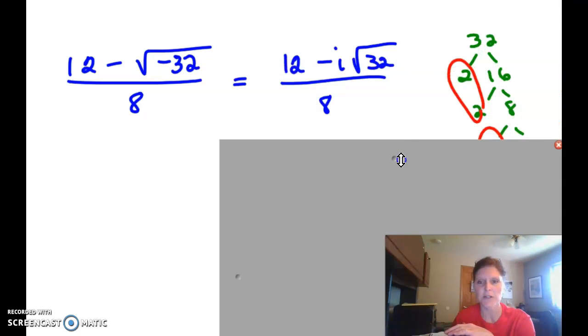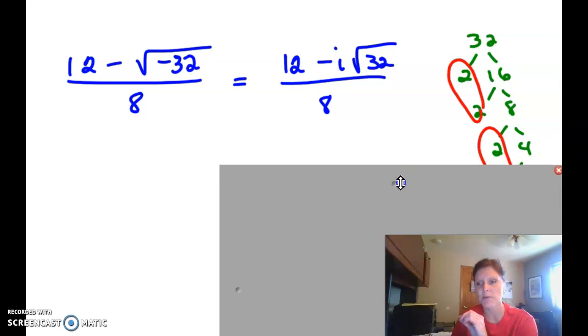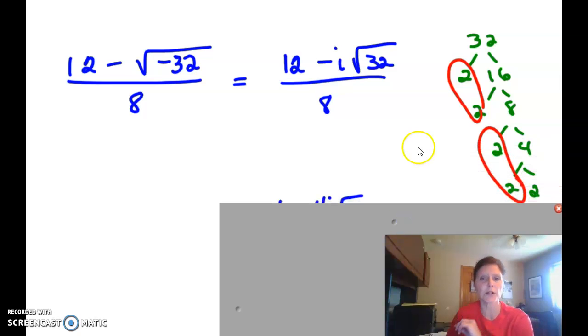So the first thing I'm going to do is say the square root of a negative means I'm dealing with an imaginary number. So my i comes out. Then I look at this number 32 and I think, well, that's a bigger number, so there probably is a square root factor in it. One way we can figure out what that factor might be is by doing what we call a factor tree.